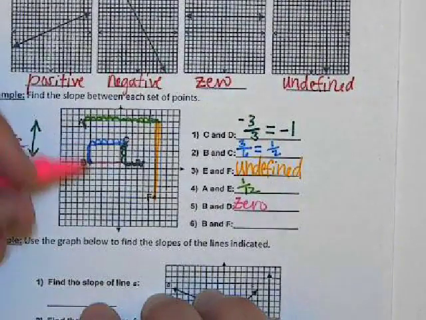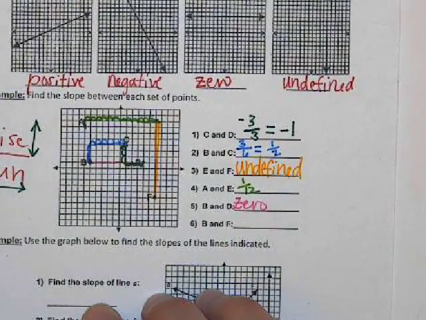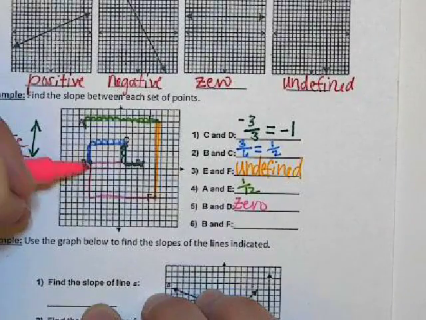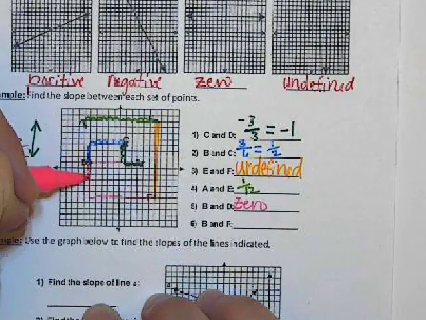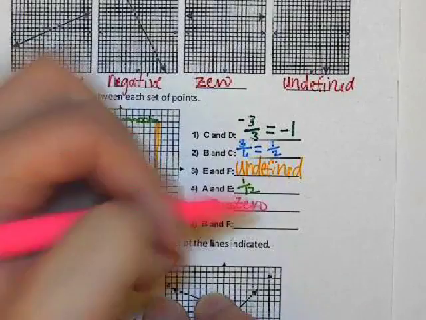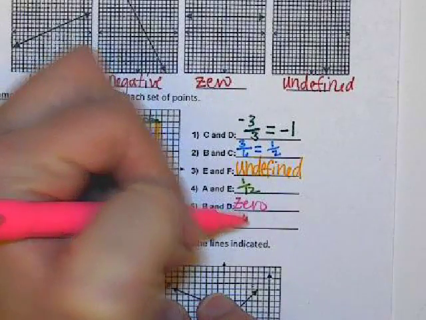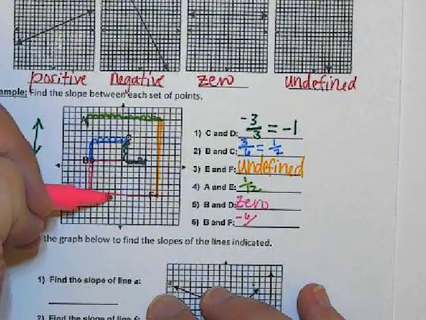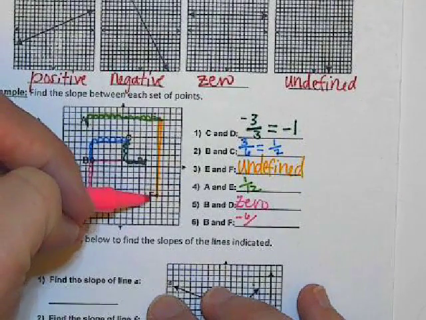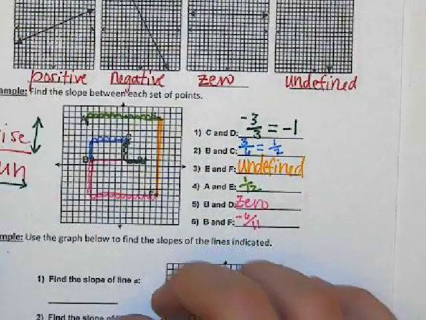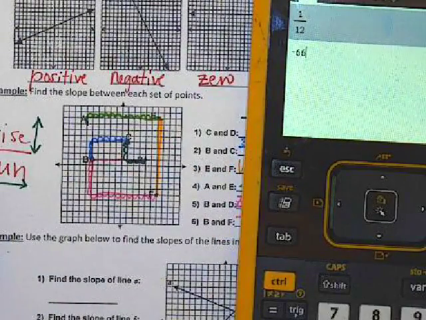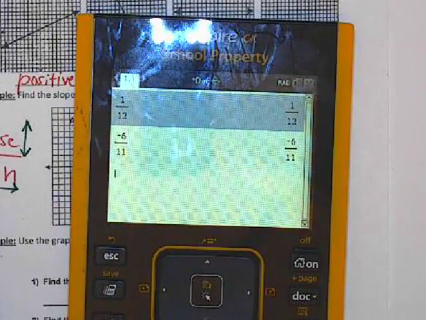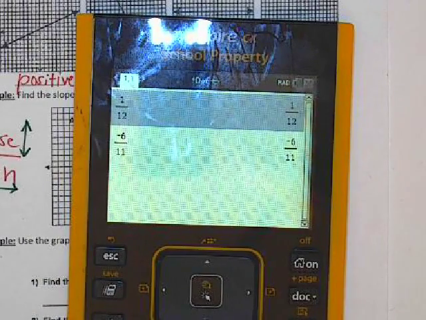B to F. Which one do I start at? B. And I'm going to go down how many? It becomes -6 because I went down, right? And then to the right, 1, 2, 3, 4, 5, 6, 7, 8, 9, 10, 11. Can I reduce -6 over 11? No. Because if I do -6 over 11, I get -6 over 11.